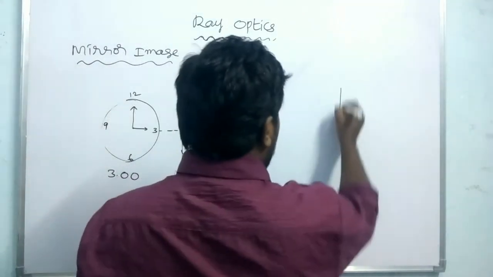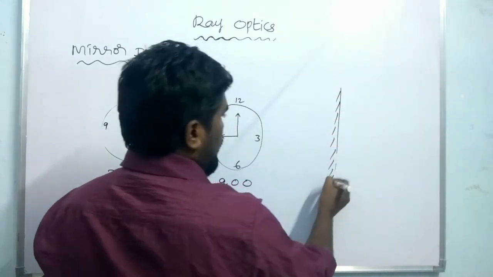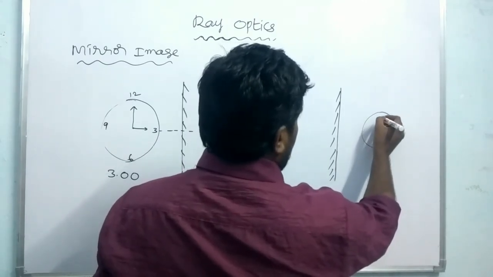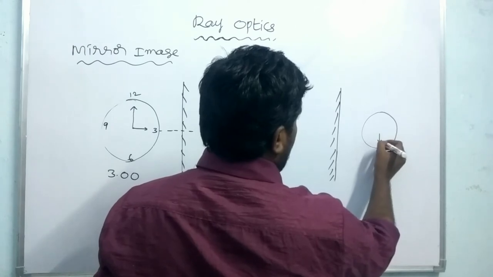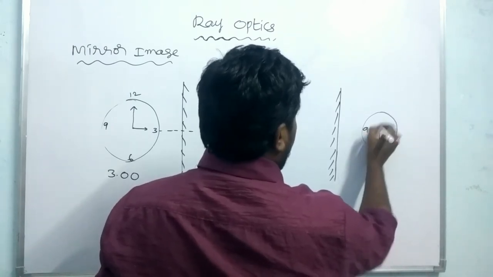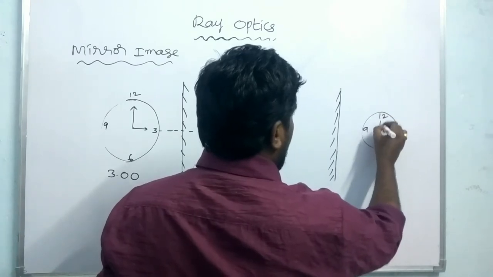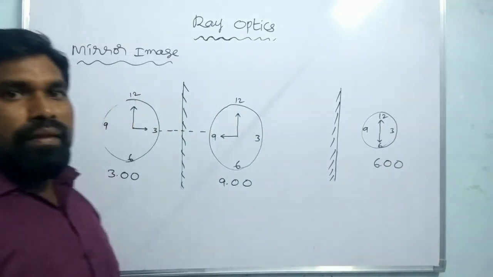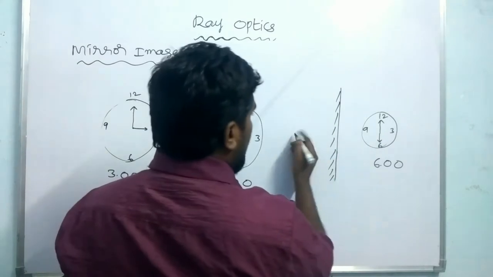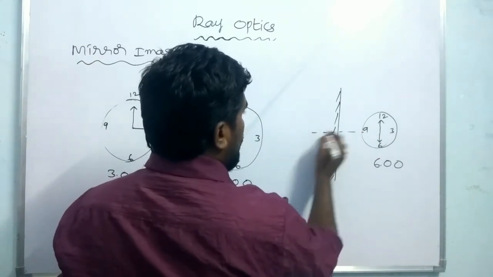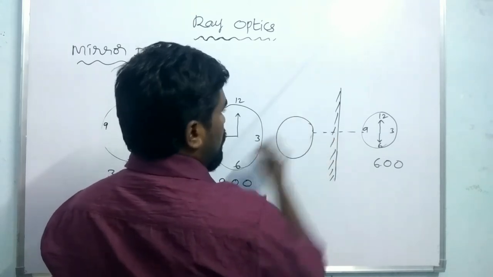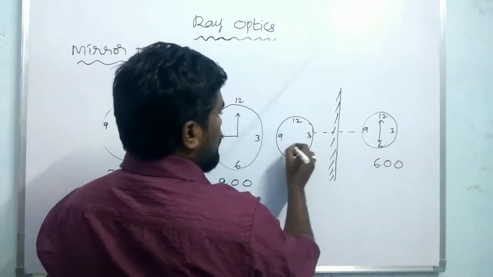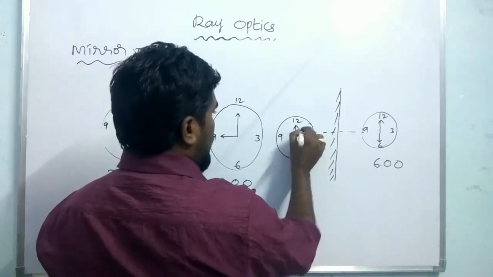And one more. This is the mirror, and there is a clock having the time 6, 3, 9, 12, and this is the minute hand. Now the time is 6 o'clock. The mirror image will be formed behind the mirror at the same distance as the object, that is here now. That is, this is 3, 12, 9, 6, same as at that place. Okay.